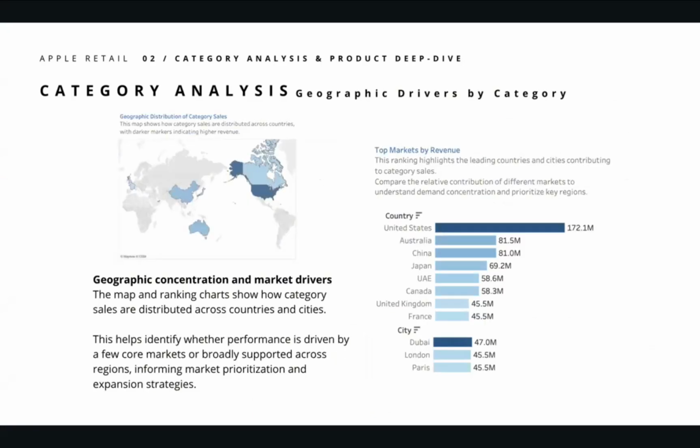Moving to the geographic analysis, this section examines where category demand comes from. The map shows category sales distribution across countries, while the ranking charts break this down further by countries and cities. Across nearly all categories, the United States consistently emerges as the largest revenue contributor, followed by markets such as China, Australia, and Japan. However, the relative importance of secondary markets varies by category, which has clear implications for regional prioritization and expansion strategies.